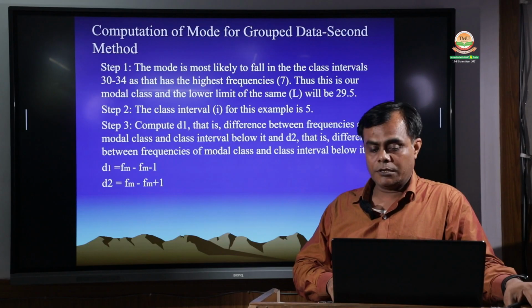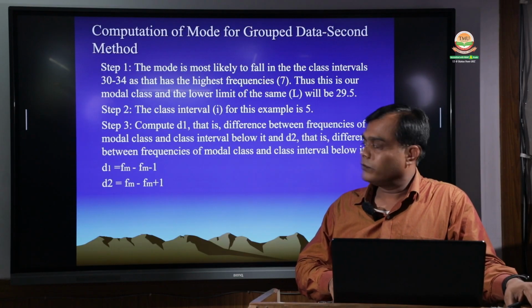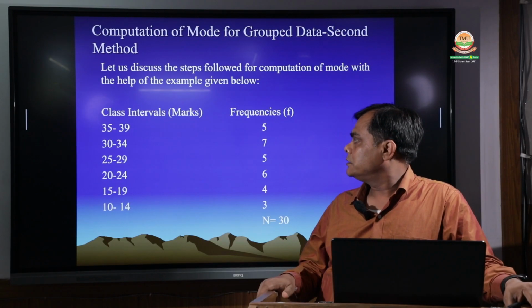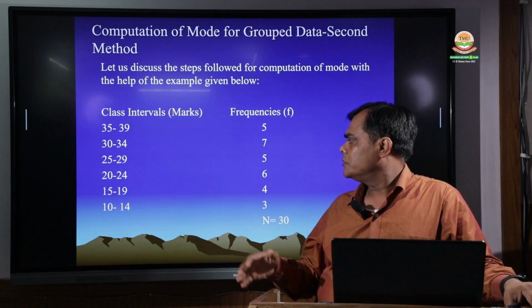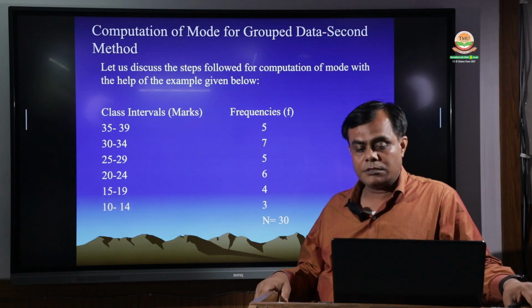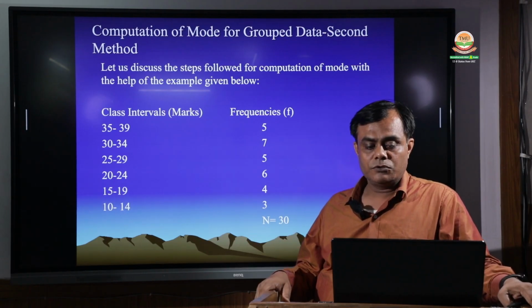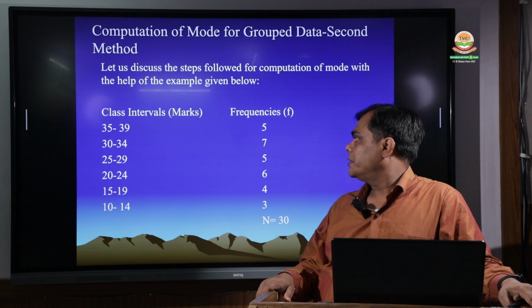How can we get that class interval? Again going to the example, the class intervals are 35 to 39, 30 to 34. Everywhere the gap in the class interval is 5. So i is considered as 5.